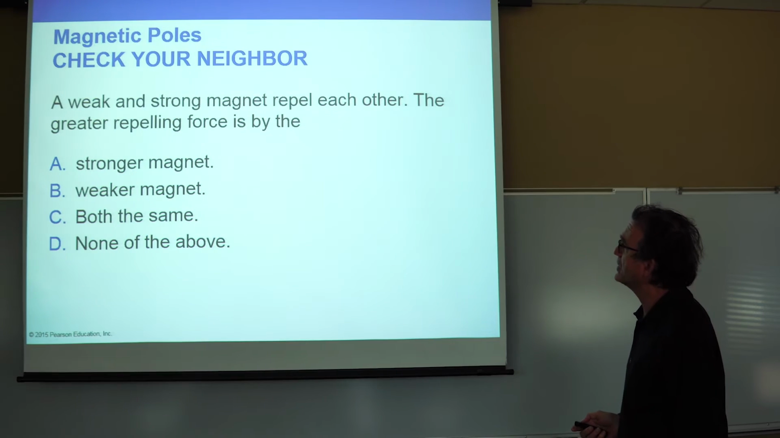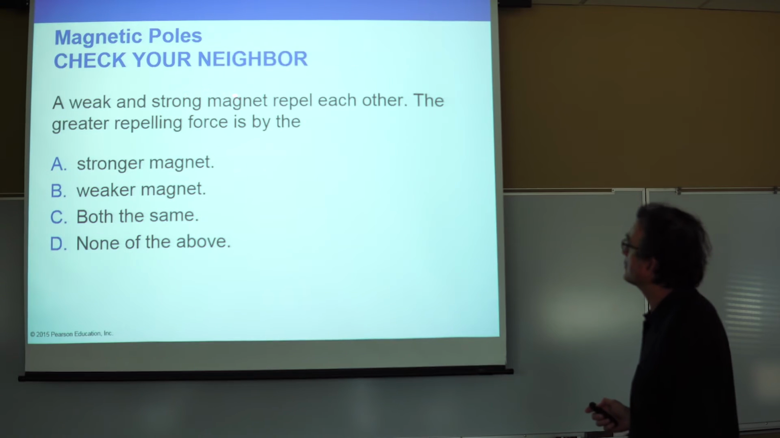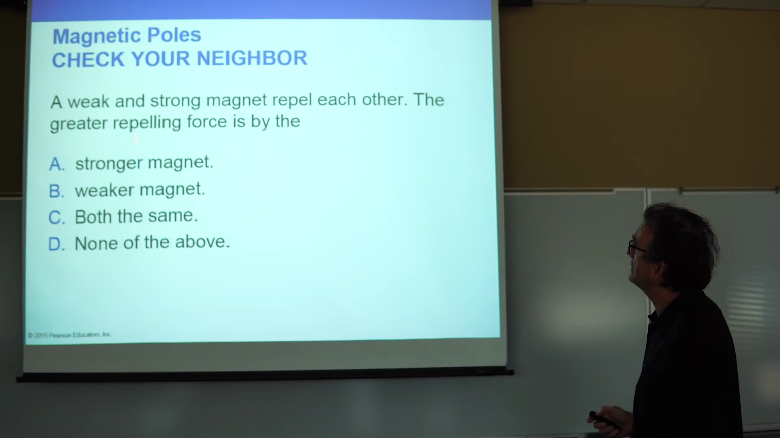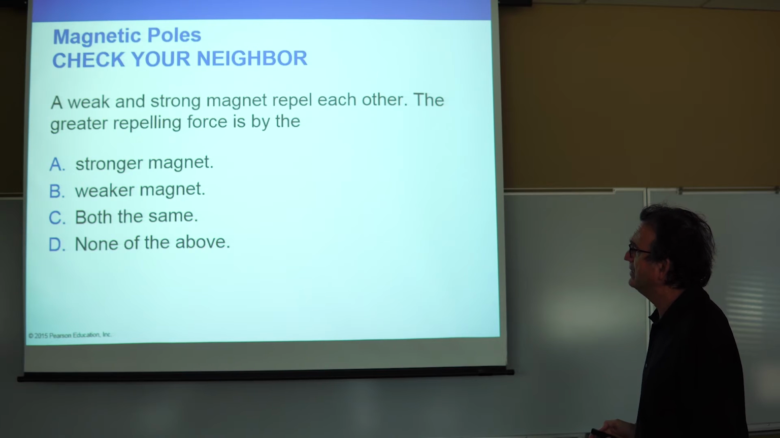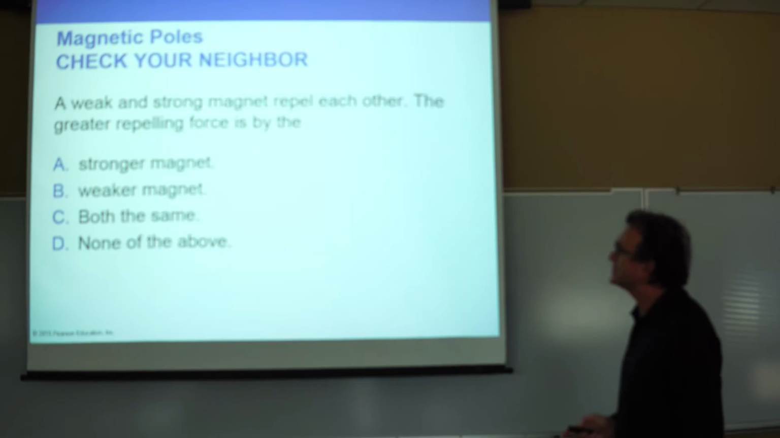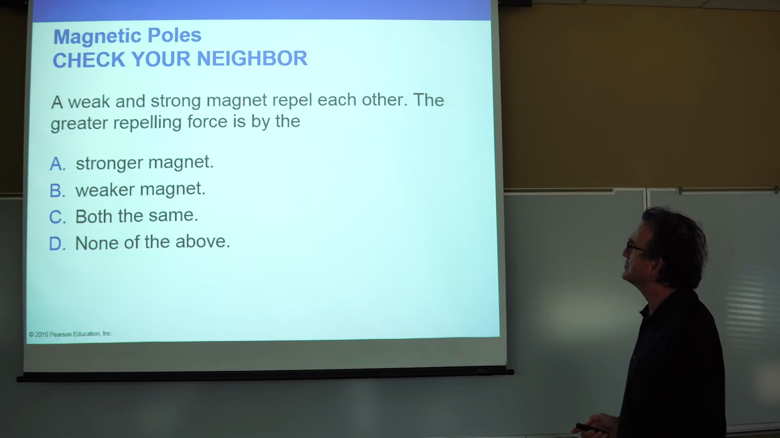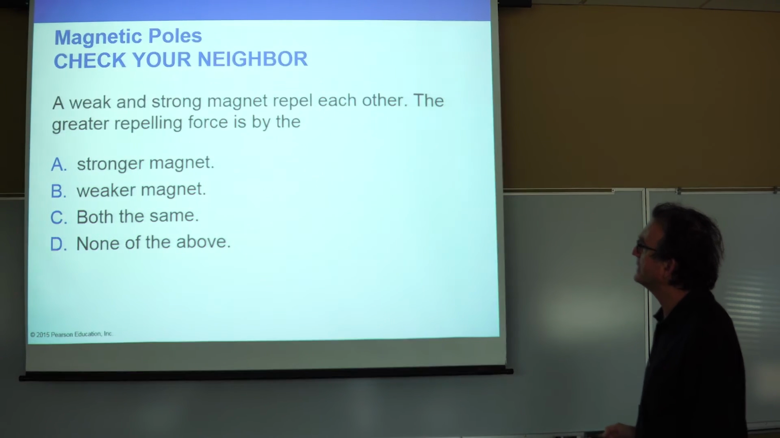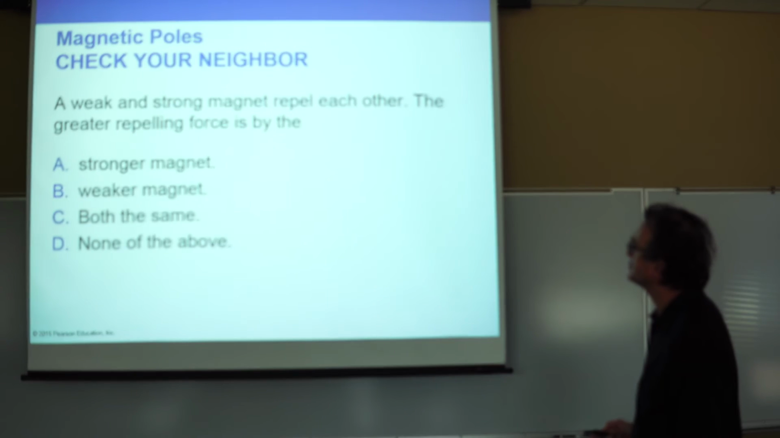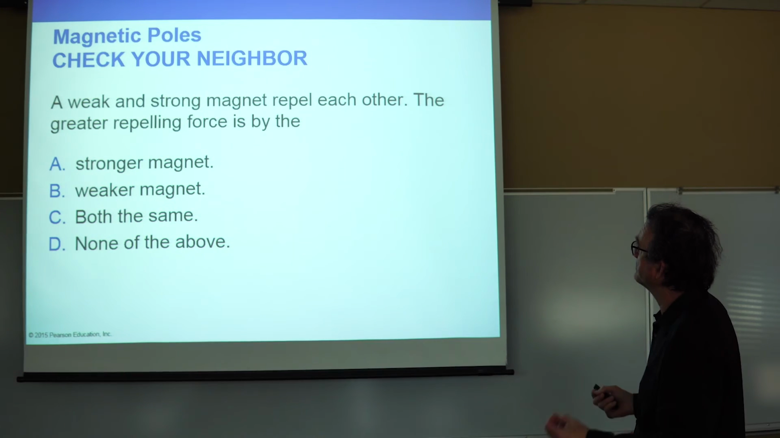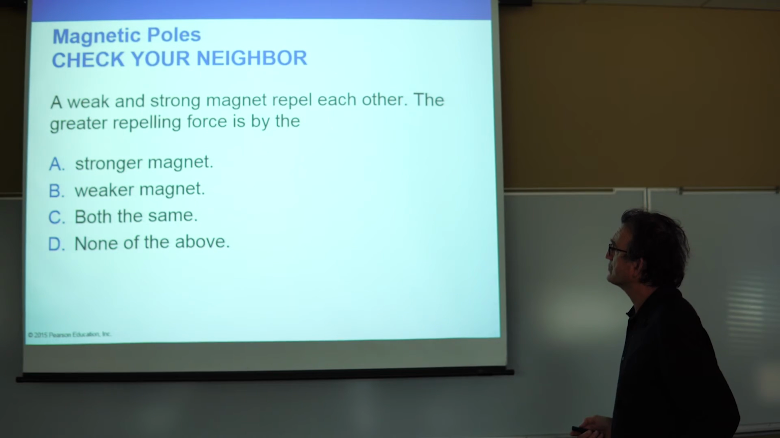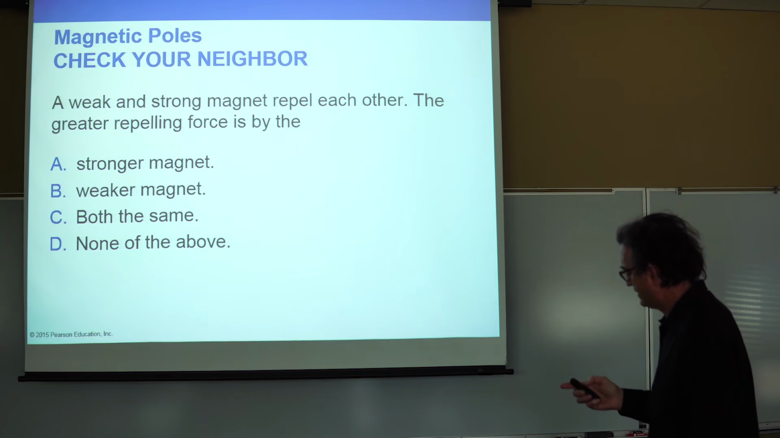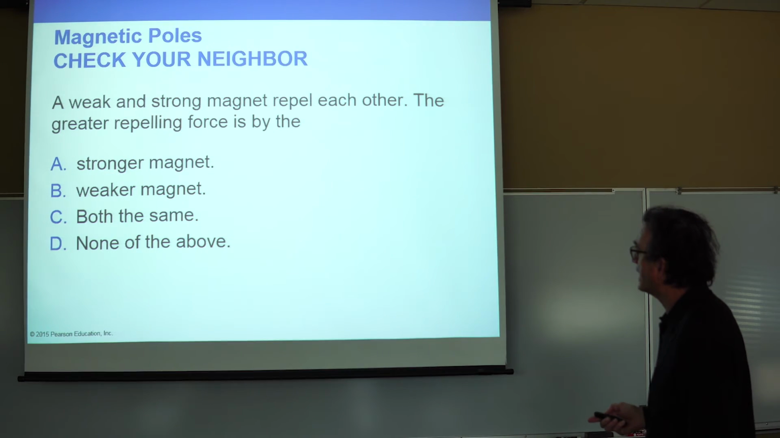Quick check question for you to think about. A weak and a strong magnet repel each other. The greater repelling force is generated by the stronger magnet, by the weaker magnet. Are they the same, or is it something else? So obviously D will not be one of our considerations, but we can look at this and seek an answer to the question of if these two magnets are repelling each other, is the greater repelling force by the stronger magnet or the weaker magnet? Well, the answer turns out to be that they are in fact the same.